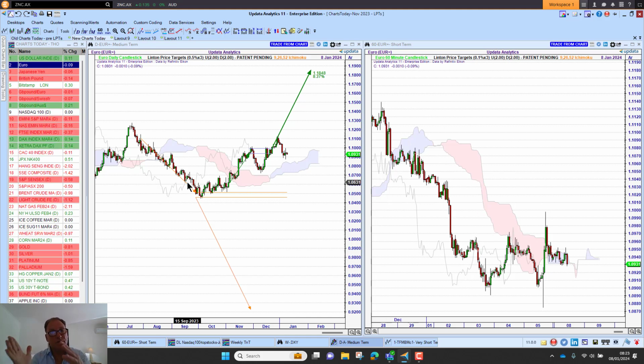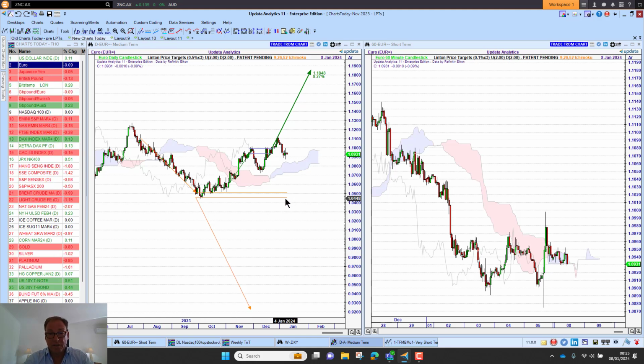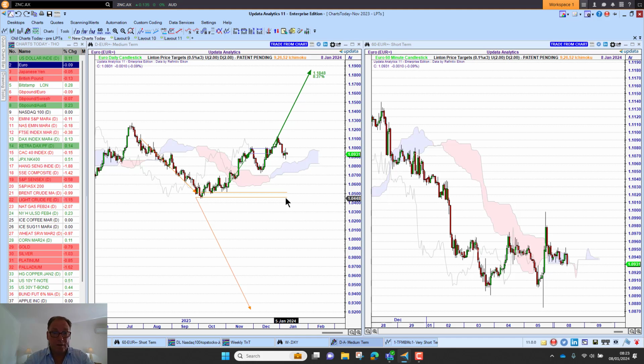You want the different time frames to be lining up. This is my daily chart, my medium term, and my short-term chart, my 60-minute chart. And here we've got this downside target that is not yet activated, which is why it's in orange. If we do fall below that level, it's at 104.50. We fall below that level, then the target will move to here, giving us a new downside target to below parity. So for the moment, that's the situation on the euro.